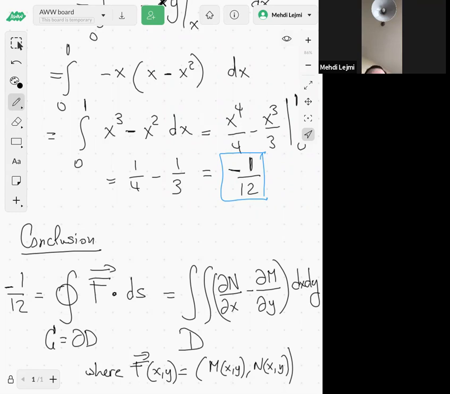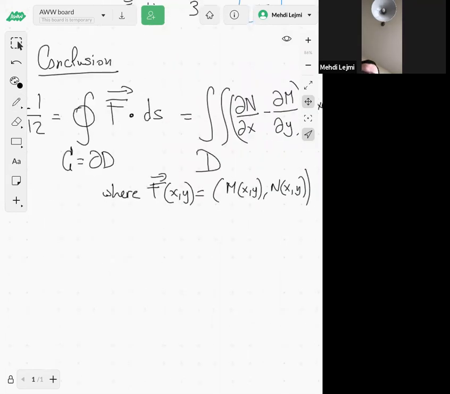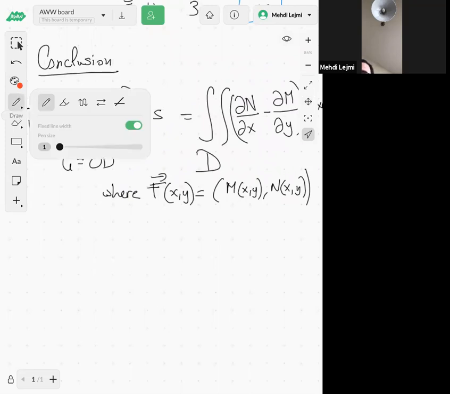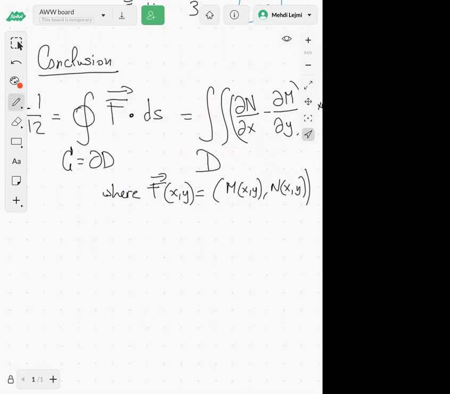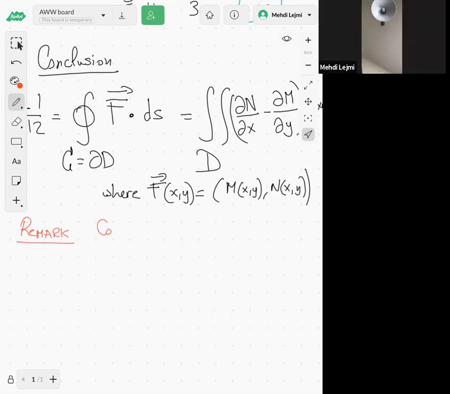Before the exercise, guys, let me just say why this is a very beautiful theorem. Let me show you one consequence of Green's theorem, and you will see with this consequence why this Green's theorem is really nice.